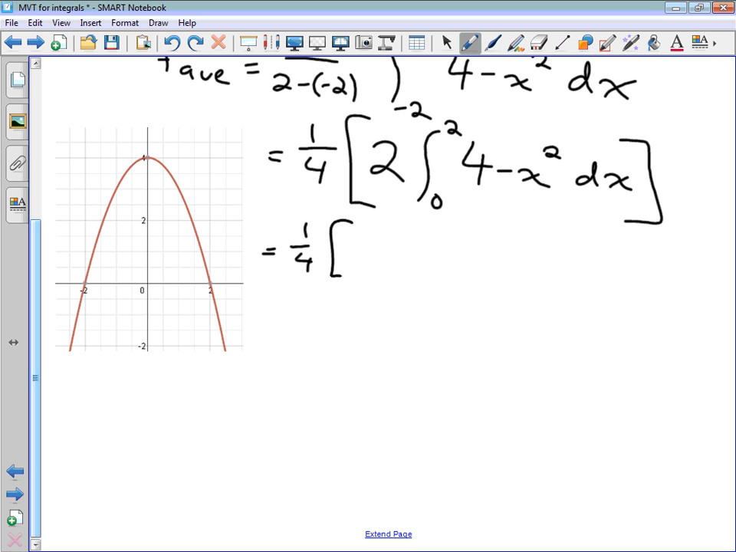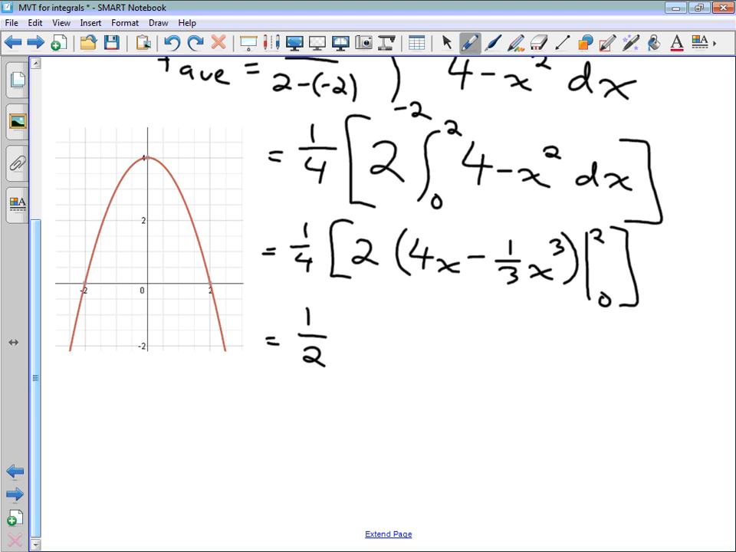So 1/4, 2 times, let's do the antiderivative of 4 minus x squared. Antiderivative of 4 is going to be 4x. Antiderivative of x squared is 1/3 x cubed. And we need to evaluate this from 0 to 2. We can multiply the 1/4 and the 2 to get 1/2. And then let's evaluate this at the endpoints. We get 8 minus 8/3 minus this whole thing evaluated at 0, which is just going to be 0.